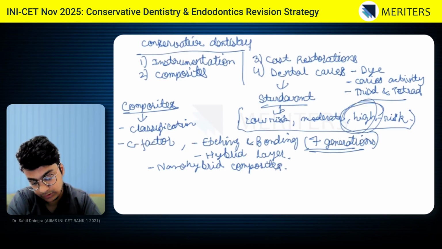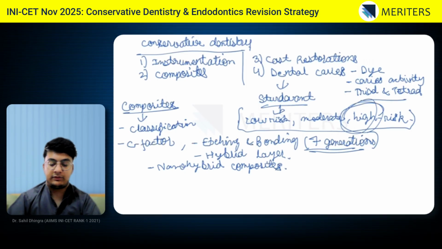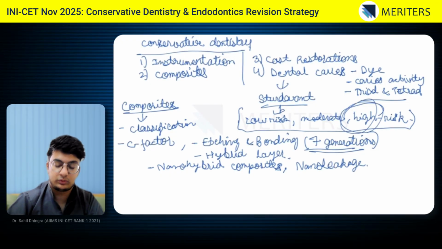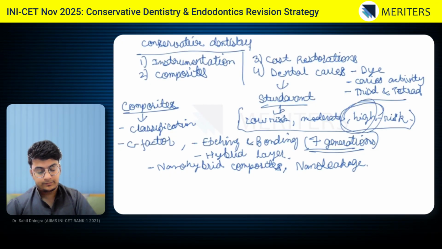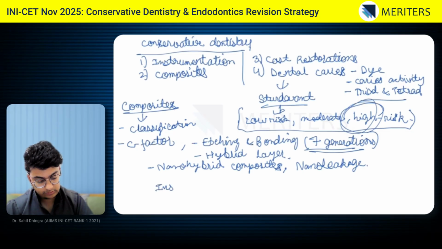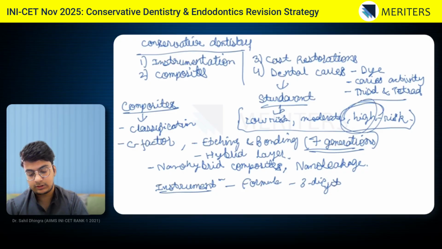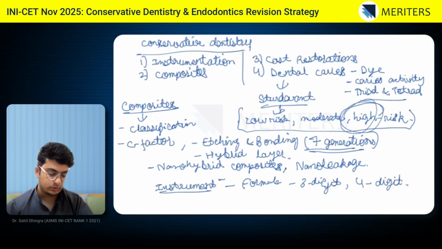Nano hybrid is a new trend. They will ask you questions like what is nano leakage. So these are the parts you have to know for sure. Then in the instrumentation aspect, mostly you need to know the instrument formulas for all, which is 3-digit, which is 4-digit. Very few instruments have a 4-digit formula, like your GMT and angle formulas.